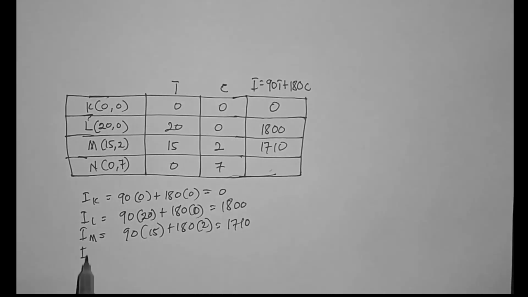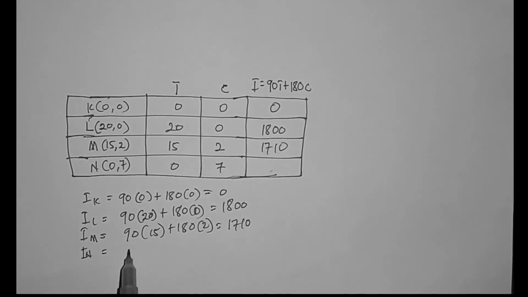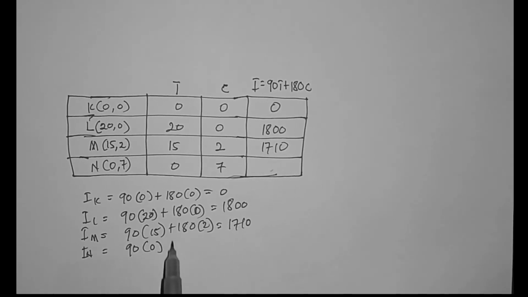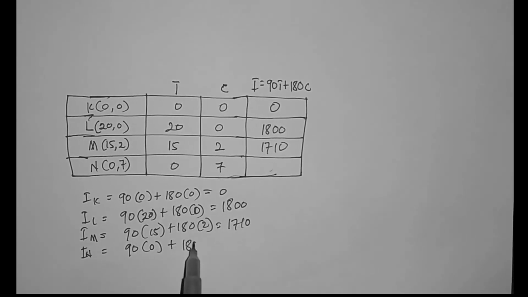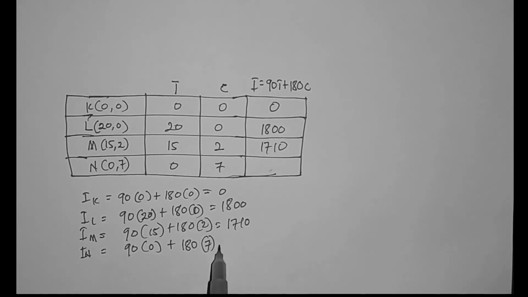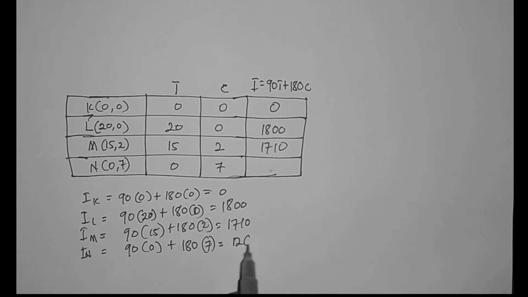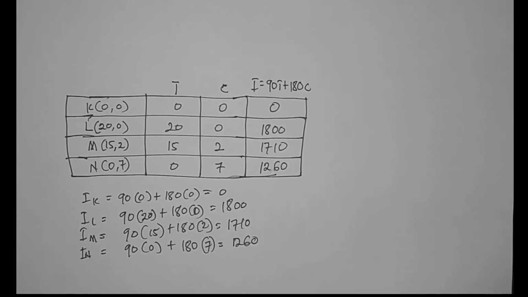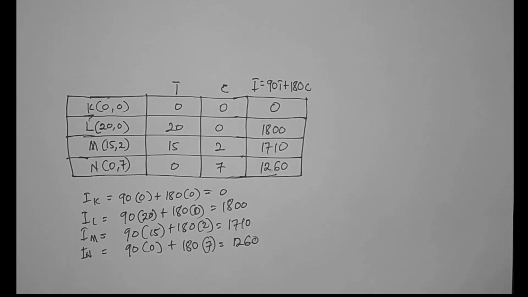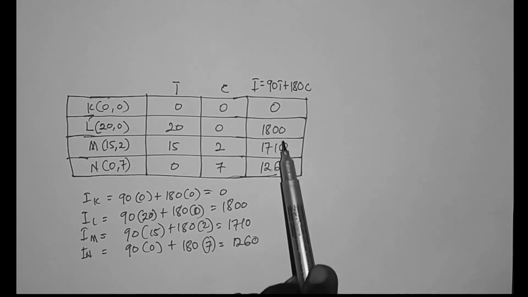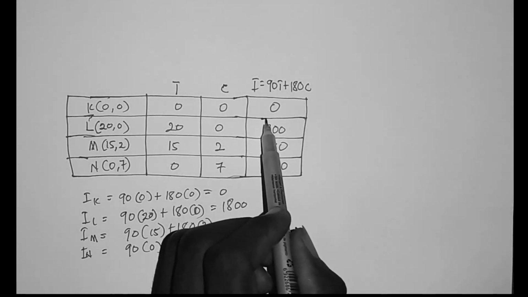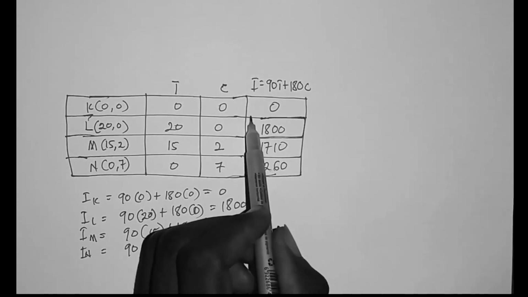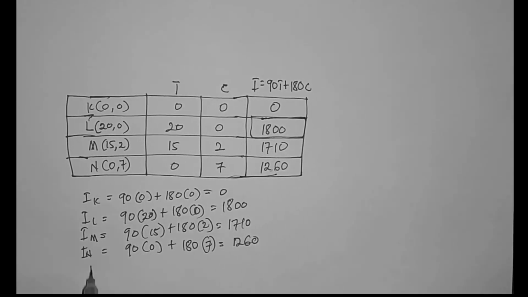Then I of N, which is 0, 7: 90 times 0 plus 180C, which is 180 times 7. That will give us $1,260. So this is $1,260. Now the question is asking for the maximum sales and then the maximum profit. If you see, the maximum sales is $1,800 because this is the maximum value among these four.